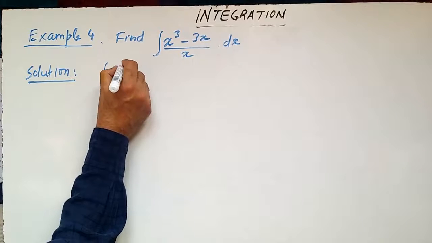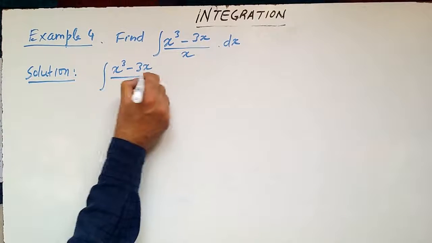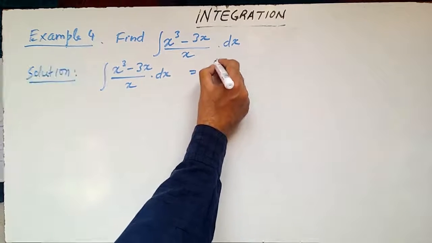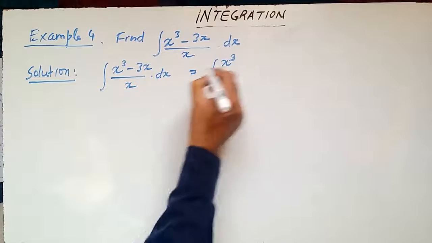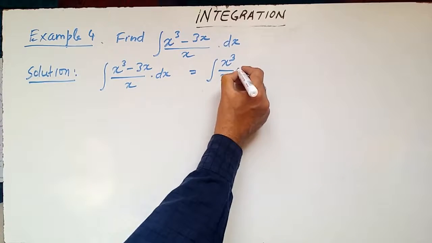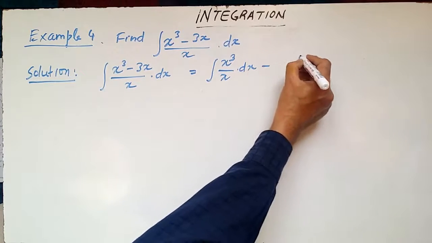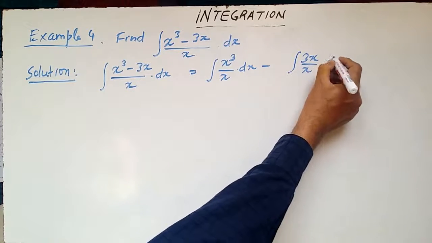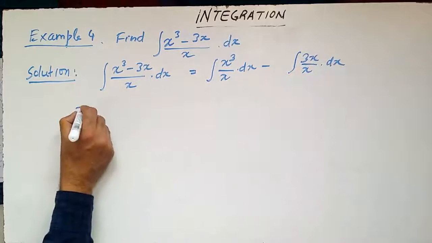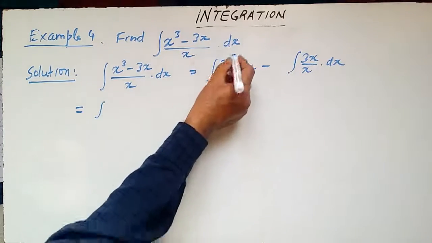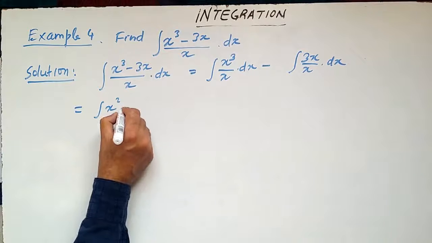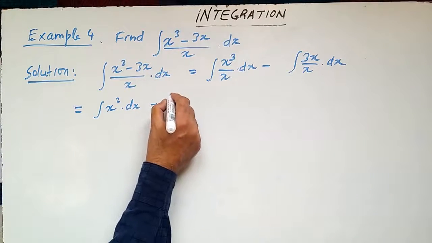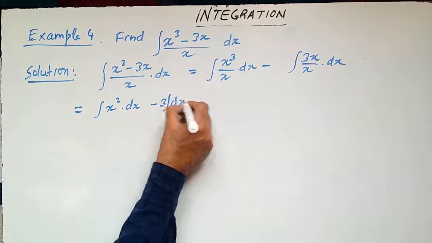Integration of (x cubed minus 3x) divided by x dx can be written as integration of x cubed divided by x dx minus integration of 3x upon x dx. So this x and this x cubed cancel, we will be left with x squared dx minus, x and x cancel off, so we will be left with integration of 3 dx.